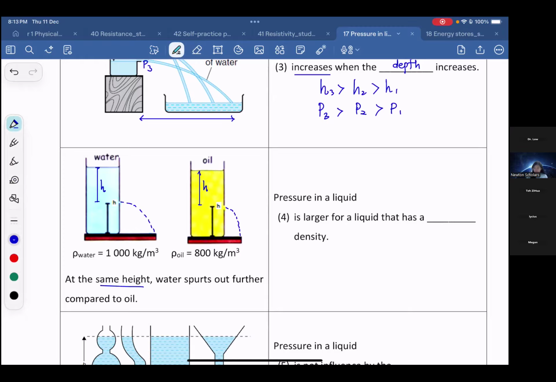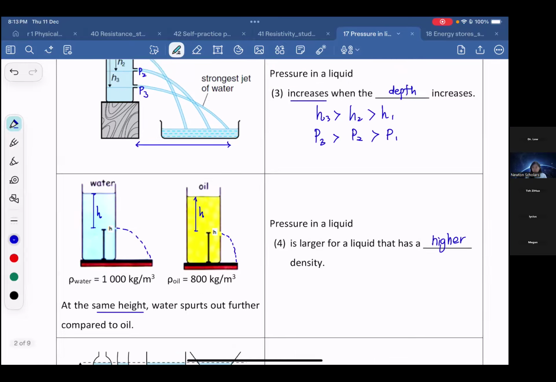At the same height, because they measure from the bottom going up. But I don't want to use this word, because we always use P equals rho g h, where h is called depth. Water spurts further compared to the oil. So that means water has a higher pressure. Why does water have a higher pressure? Look at the difference in density. Water density is higher, so water will have a higher pressure. Pressure will be larger if the liquid has a higher density.